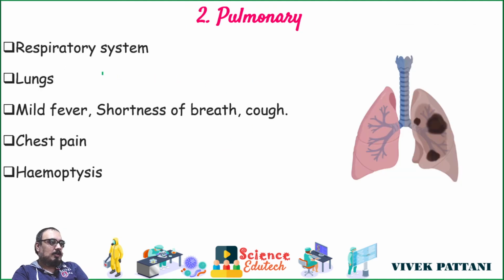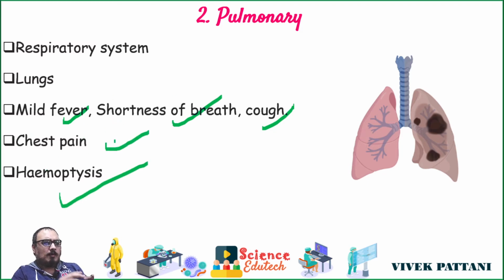Next comes pulmonary mucormycosis, where the common symptoms are mild fever, shortness of breath, cough, chest pain, and also hemoptysis. What is hemoptysis? It is coughing of blood originating from the respiratory tract, so when you cough, the cough may have drops of blood. It is involved with the respiratory system. This one is also a common form of mucormycosis after COVID-19 recovery.